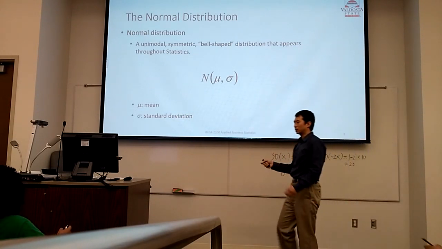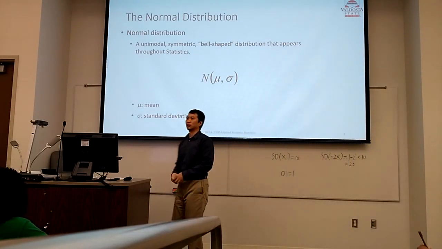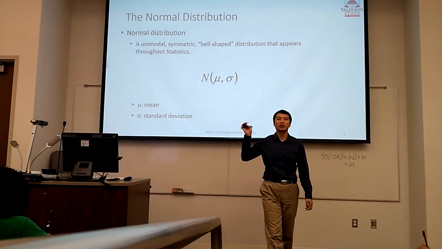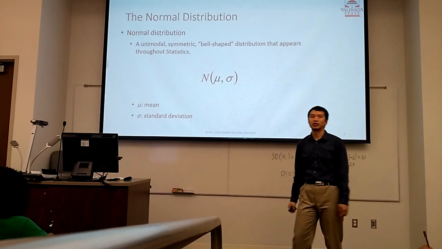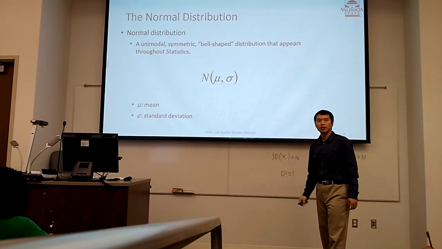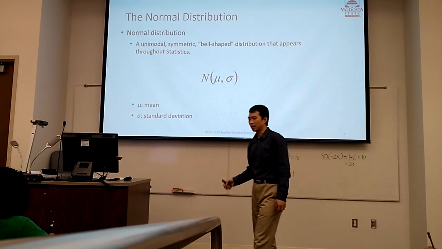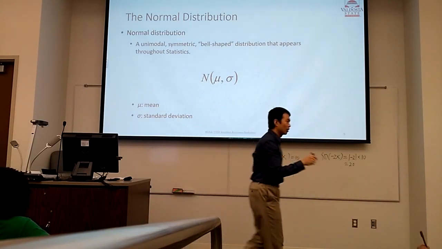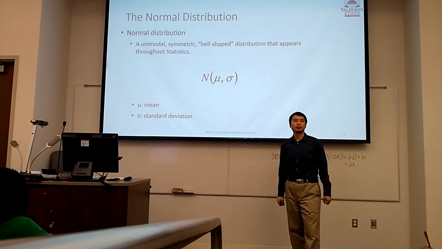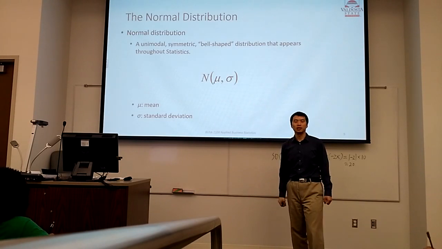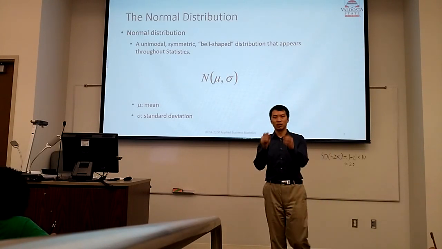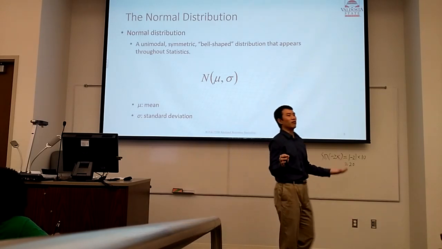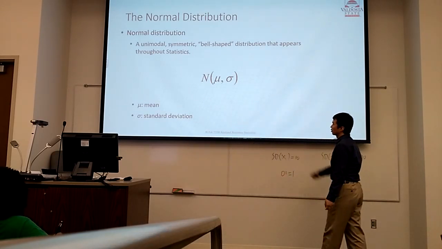Next, we will talk about a very important distribution, the normal distribution. First of all, this is a continuous distribution. Continuous distribution means that we can pick any value. But in a discrete distribution, we can only select a certain number of values.